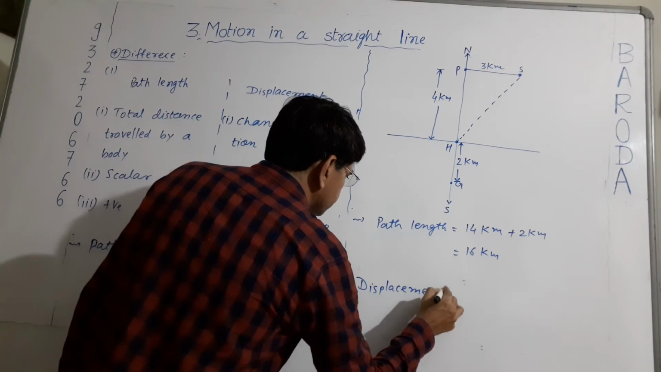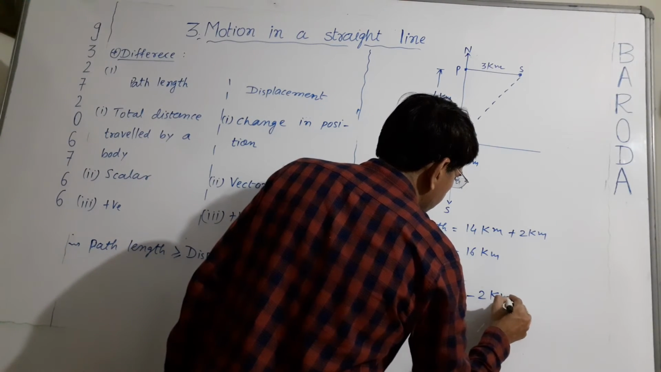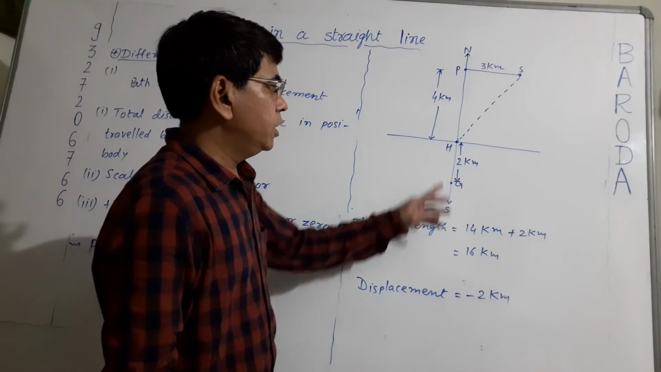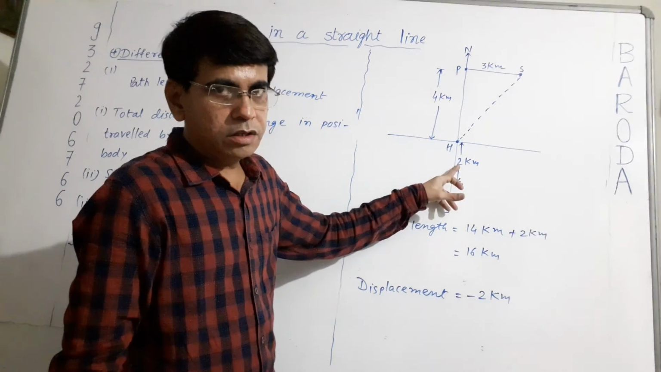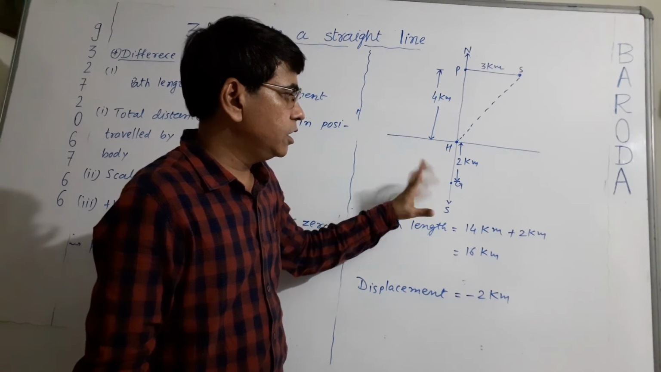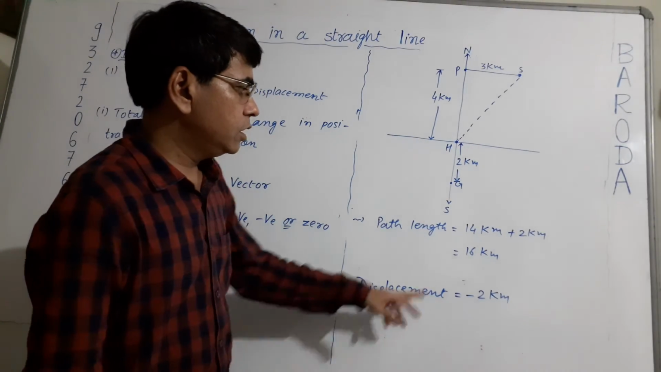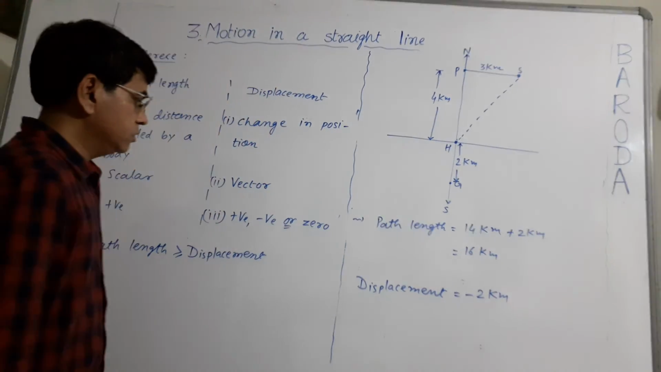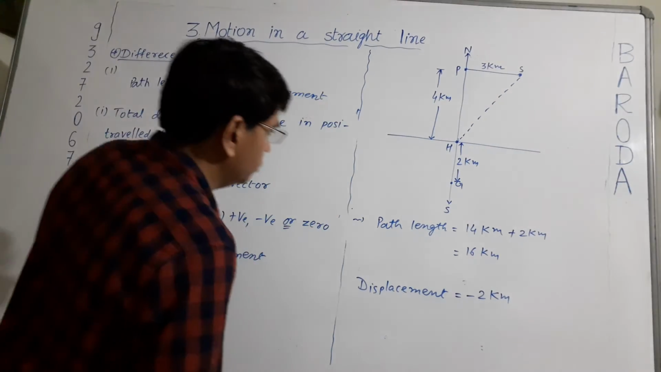Displacement is equal to, we can take minus 2 kilometers, because home to home displacement is 0 and home to playground displacement is minus 2 kilometers, because it is opposite to the north direction, or we can say it is in the negative axis direction. So we can take displacement as minus 2 kilometers. Here path length is always positive, but displacement is negative. So displacement may be positive, may be negative, or may be 0.